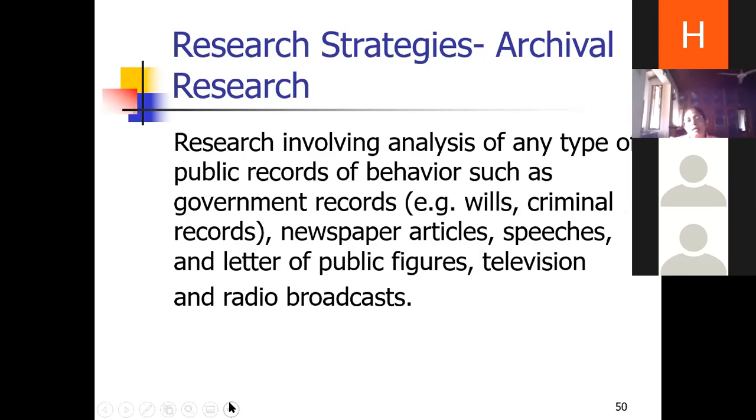I collect all the newspaper articles that were published based on a certain topic.